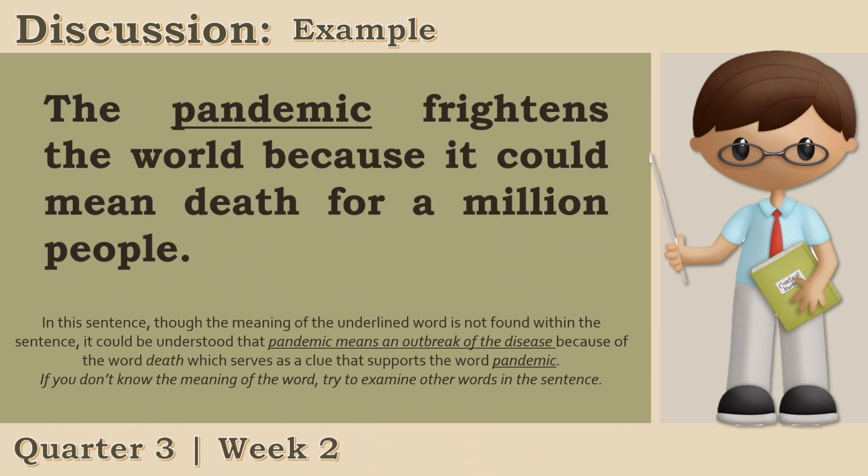Next example. The pandemic frightens the world because it could mean death for 1 million people. The underlined word here is pandemic. In this sentence, though the meaning of the underlined word is not found within the sentence, it could be understood that pandemic means an outbreak of disease because the word death serves as a clue that supports the word pandemic. So if you don't know the meaning of the word, try to examine other words in the sentence.